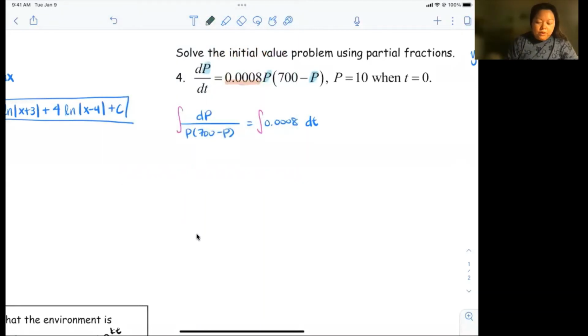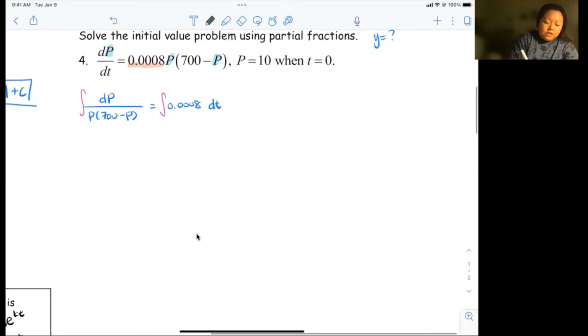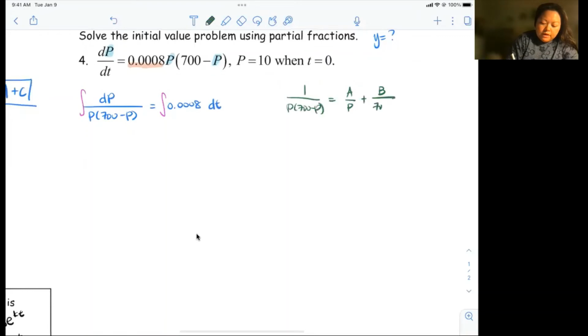So off to the side, I'm going to work on this and say, okay, I have this fraction here. This is 1 over P times (700 minus P). What was it before? It was A over P plus B over (700 minus P). And again, I got the 1 because there's an invisible 1 here; there's 1 times dP over there. This is already factored for me, so I don't need to work on the factoring like I did in number 2. So I'm going to go ahead and crisscross: A times (700 minus P) plus B times P.